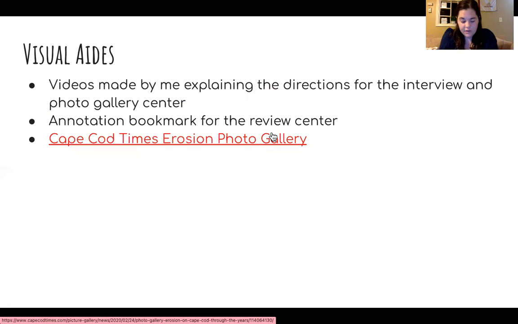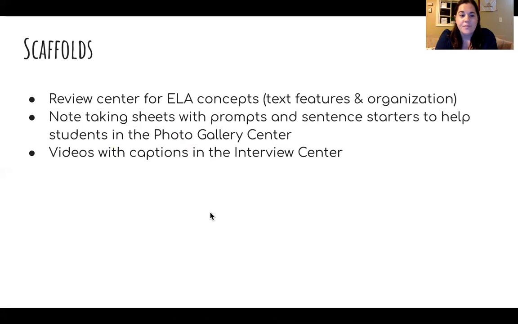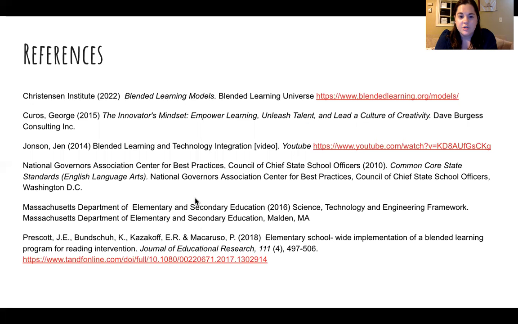Some of the visual aids I have in this unit are videos with captions where I explain directions. And then when students are working on that reteaching center, they'll have a bookmark that goes over different marks for text annotations. And then I also have, like I said, the link to the photo gallery, which students will look at. Some of the scaffolds that I have in this lesson are the review center for the ELA concepts of text features and text organization, note-taking sheets that could have sentence starters on them to help students work their way through the photo gallery center, and then videos with captions.